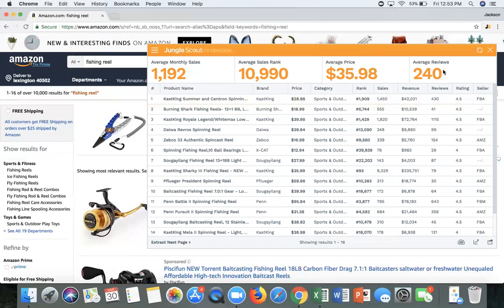Next, average reviews, 240. Now, this one is where it gets kind of tricky, or kind of weird, because a lot of people say you want average reviews to be under 75 or under 50, but there's so few listings on Amazon that average under 75 reviews. So what I would want to look for is under 200 to 250, right? Because that way there's not too many, but you can still work your way into a first page listing.